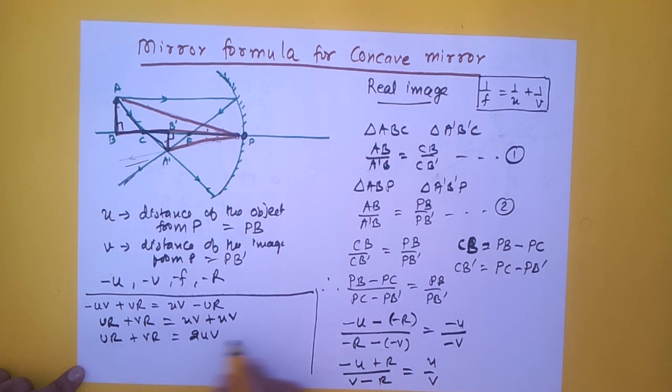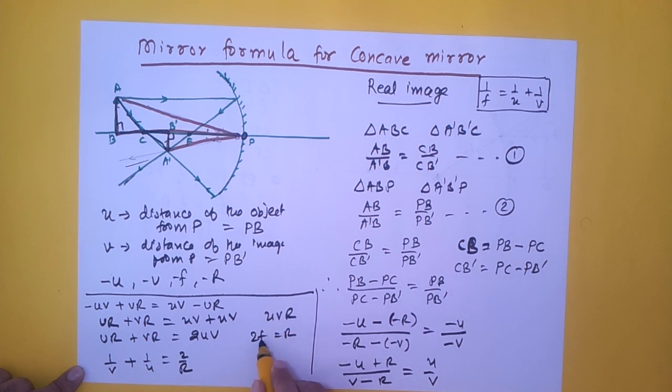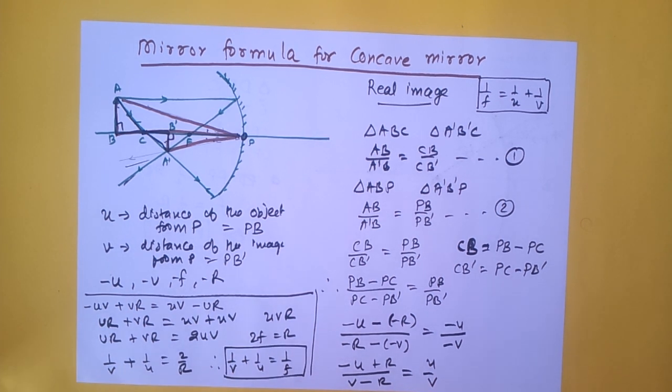And if I divide this by UVR throughout, this is UR, so I'll get 1 upon V. This is VR, so if I divide it by UVR, I'll get 1 upon U. And if I divide this by UR, I'll get 2 upon R. And we know that 2F is equal to R, so F is equal to R upon 2. So for 2 upon R I can write down 1 upon F, so I can write this as 1 upon V plus 1 upon U is equal to 1 upon F. So this is how we obtained the mirror formula for the concave mirror.